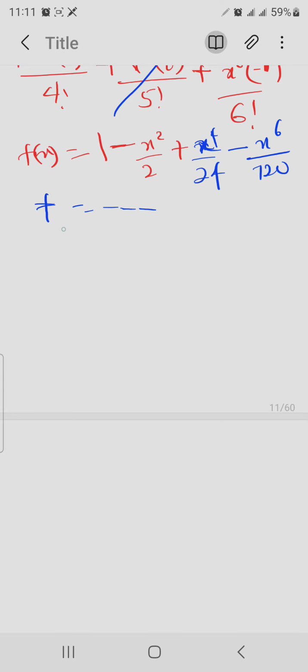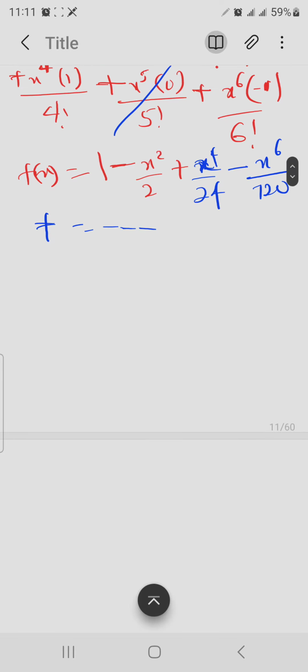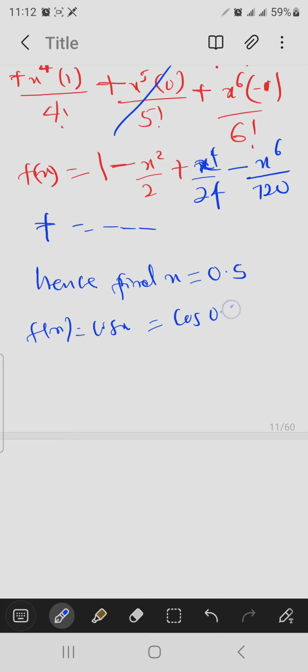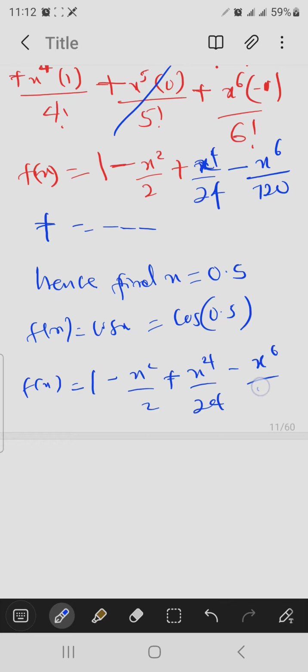The question now states that we should find, hence, for x equal to 0.5. So now f of x equal to cos x. Instead of x, we have 0.5, so we have cos 0.5. And originally f of x is equal to 1 minus x squared over 2 plus x to the 4 over 24 minus x to the 6 over 720.